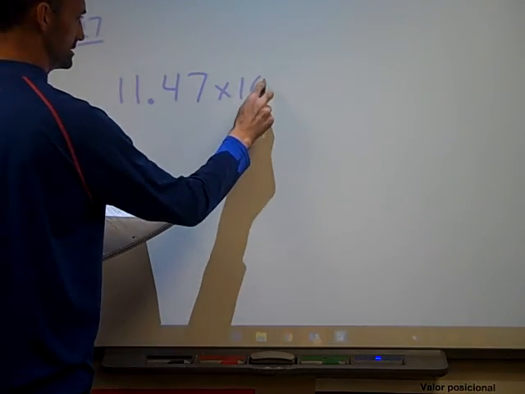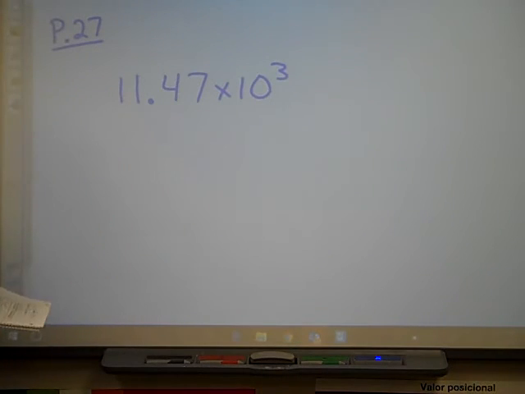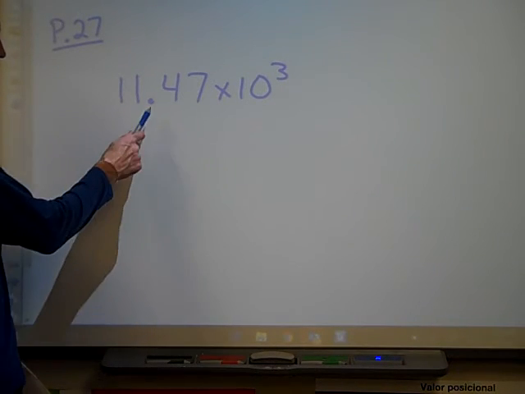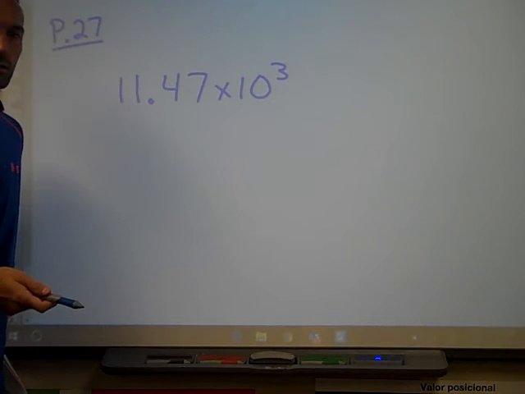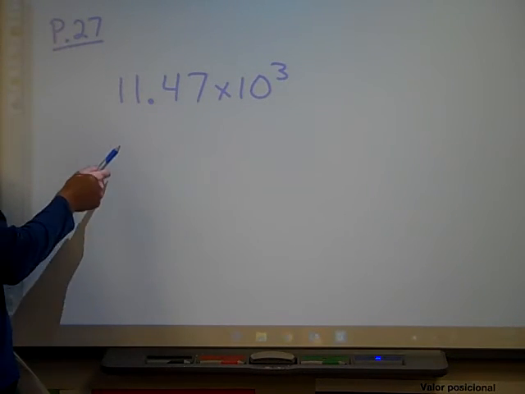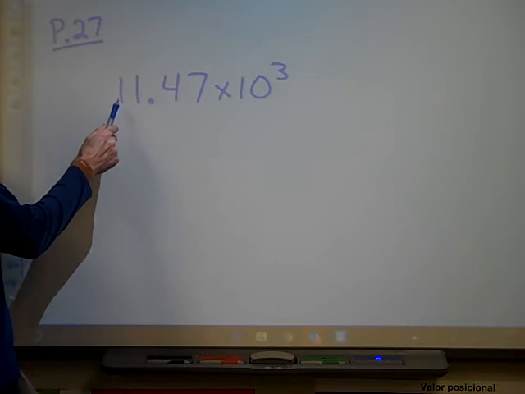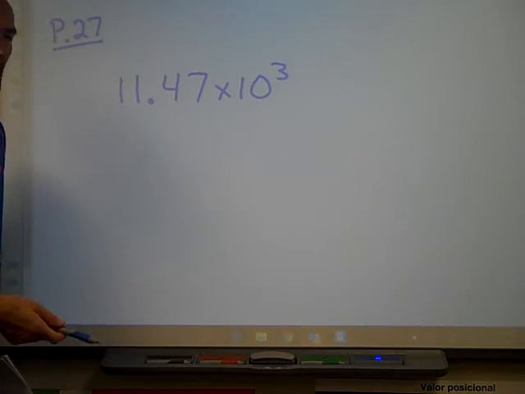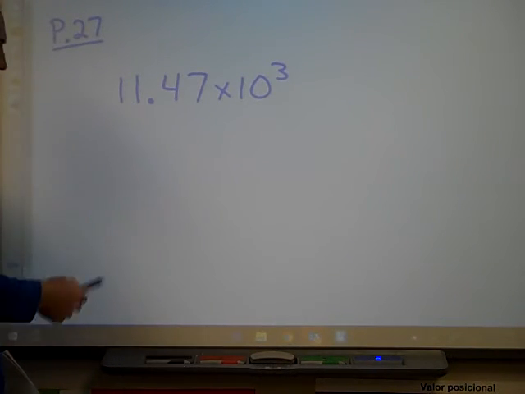11.47 times 10 to the third. Okay? This is not written correctly in scientific notation. The reason it's not written correctly is because the decimal is in the wrong spot. Remember, we've talked about the decimal has to go behind the first digit that is not a 0. So it's in the wrong spot. We need to move it here.